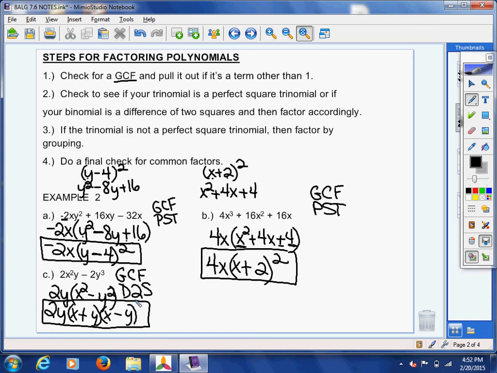That's fully factored, okay? So all 3 of these were special situations where we pulled out a GCF, and they were either a perfect square trinomial or a difference of 2 squares, and we factored those, okay? So we'll practice more of those tomorrow. Come with questions about this.